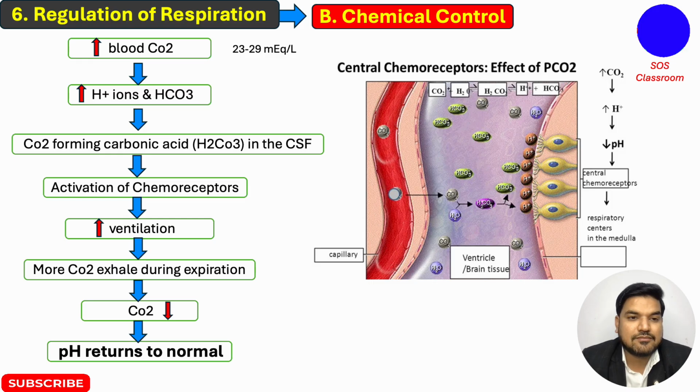Okay, you can see the mechanism in this flow chart. First of all, what will happen in the blood? In the blood there is an increased carbon dioxide level. This is the condition of the patient with increasing carbon dioxide. Normally it is 23 to 29 milliequivalents per liter, but it increases to more than 29 milliequivalents per liter in the blood. Then hydrogen ions and bicarbonate also increase. So how do hydrogen ions and bicarbonate ions increase? You can see what happens in the blood.